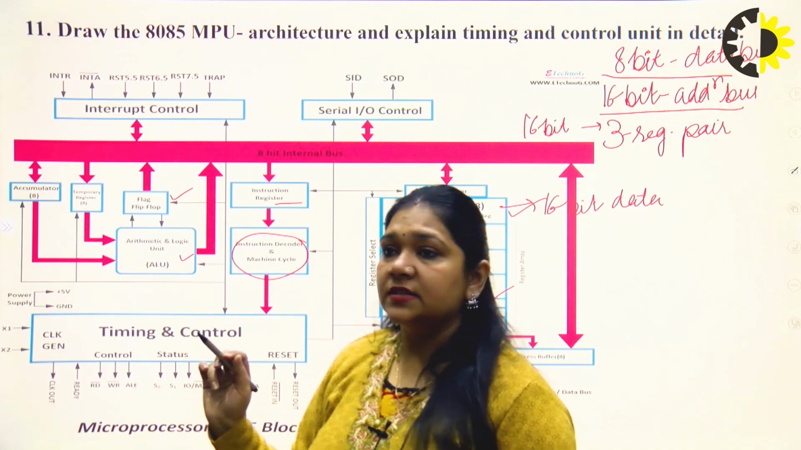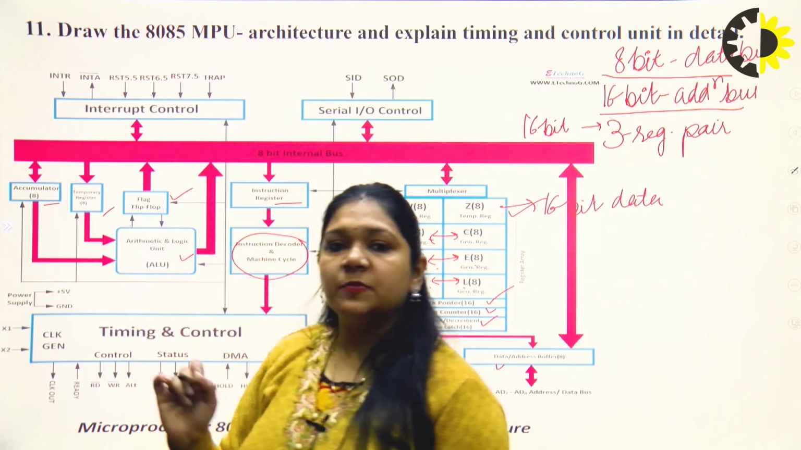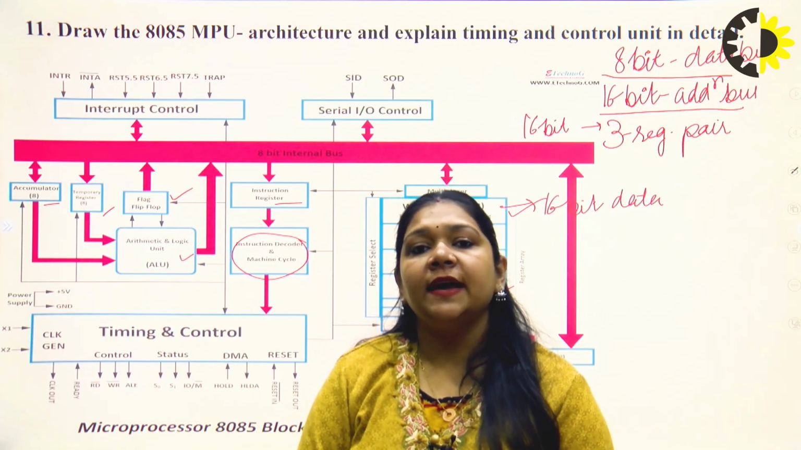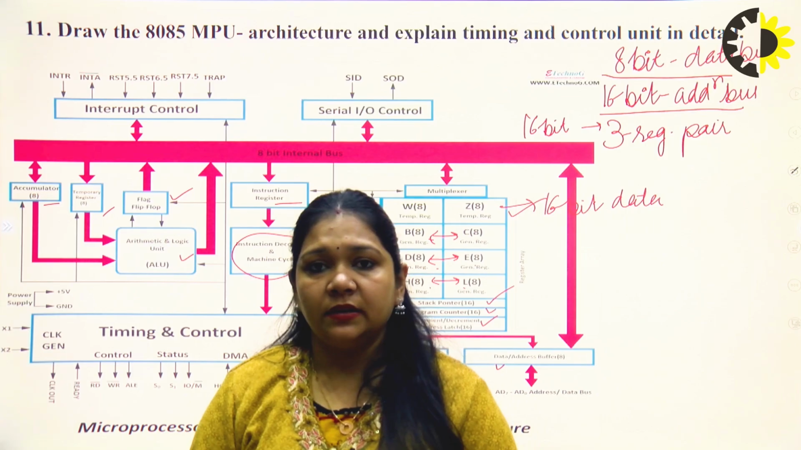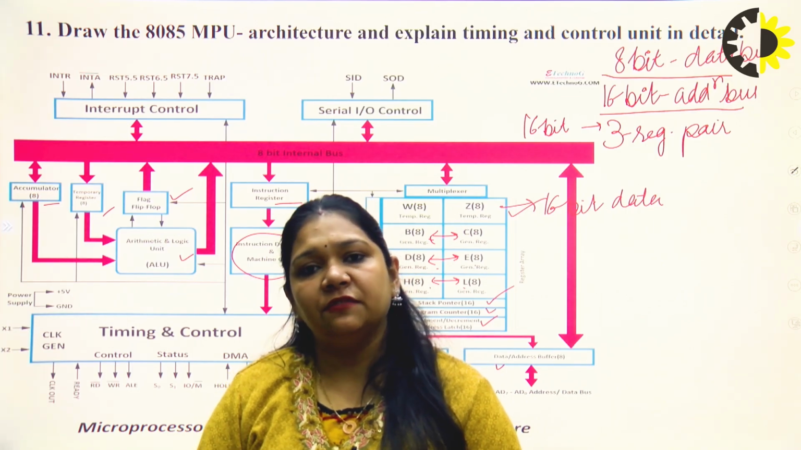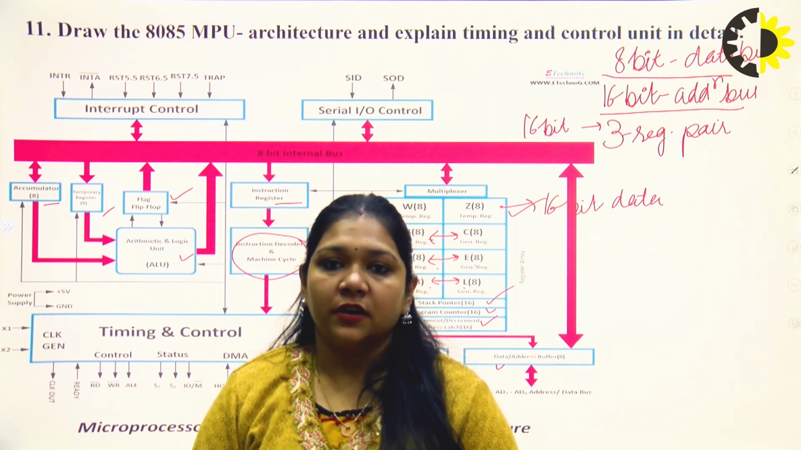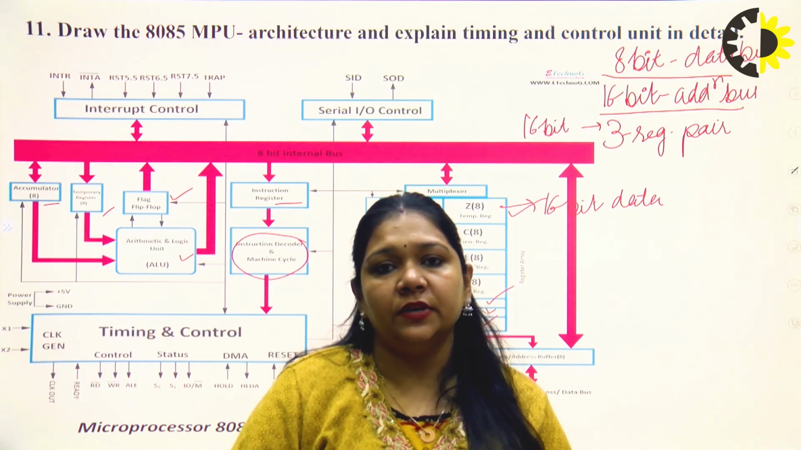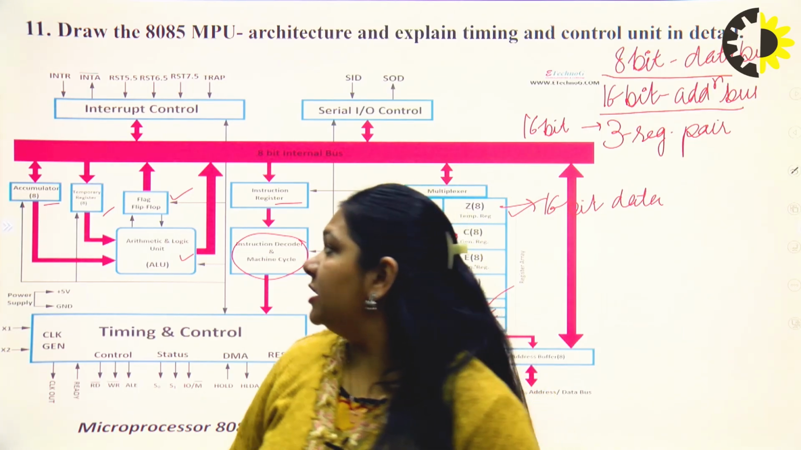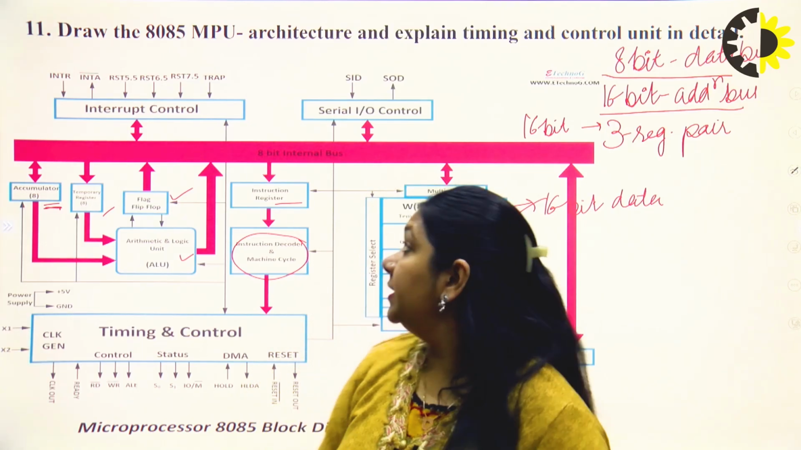8-bit flag register is there. Temporary registers which is shown here, and accumulator is the special register. This particular accumulator is of 8-bit in the 8085 microprocessor, and all the results of the instruction set, of the arithmetic logical unit operations and everything, will be stored in the accumulator. All the results are automatically stored in the accumulator.